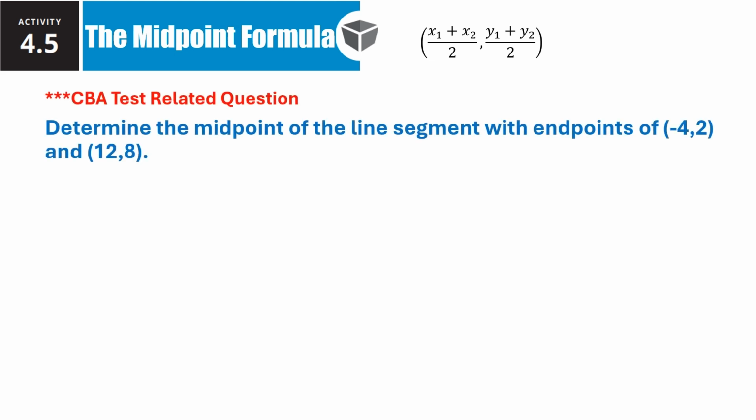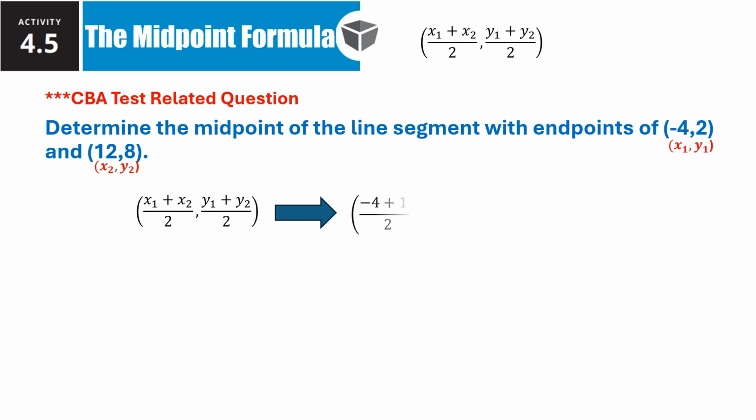Our next problem is the same as the previous problem. Once again we are asked to find the midpoint of a segment given 2 endpoints. After using the formula, the midpoint is 4, 5.